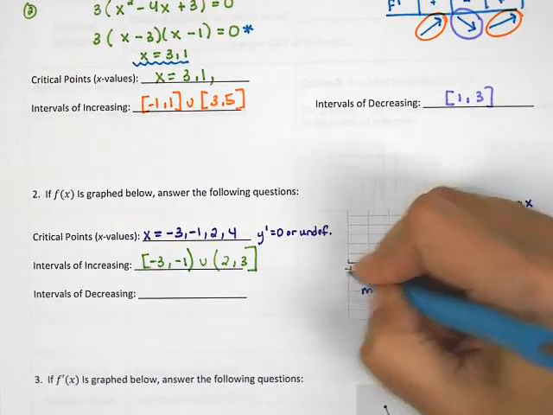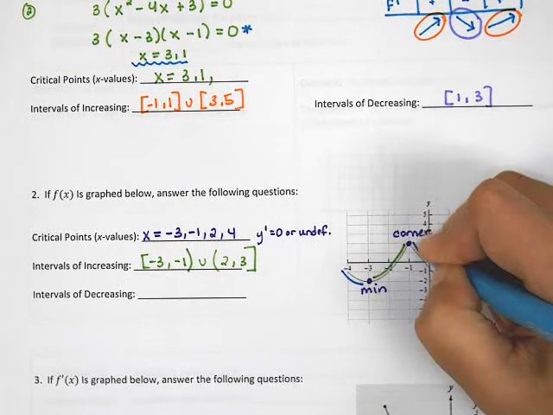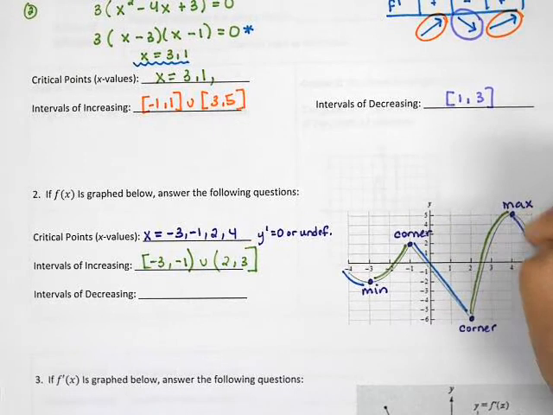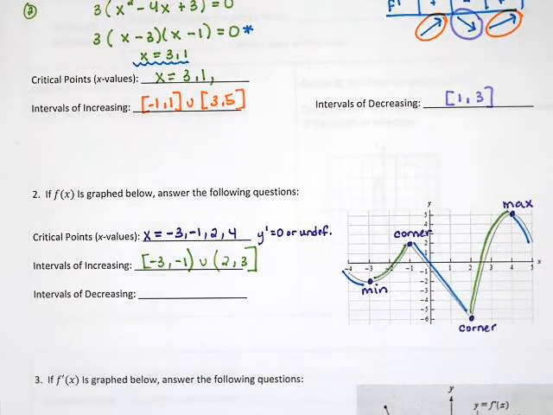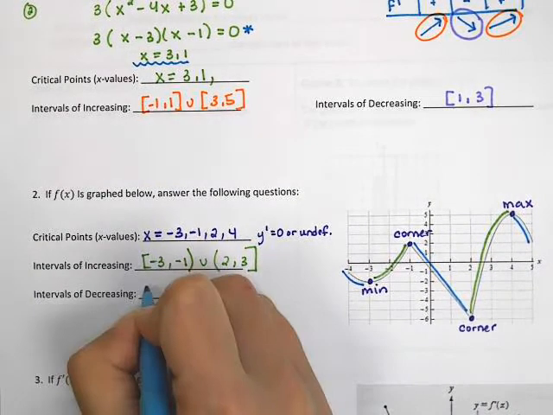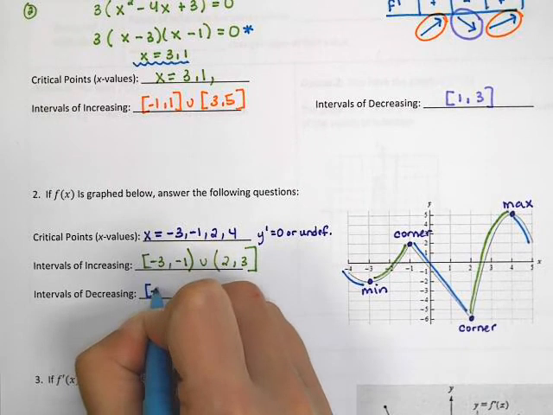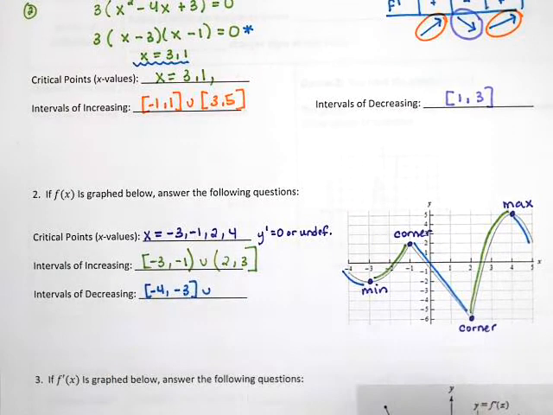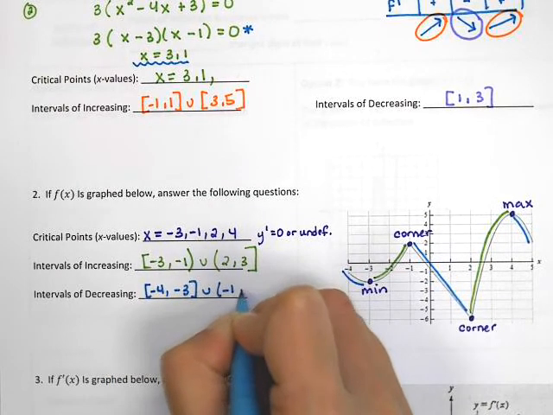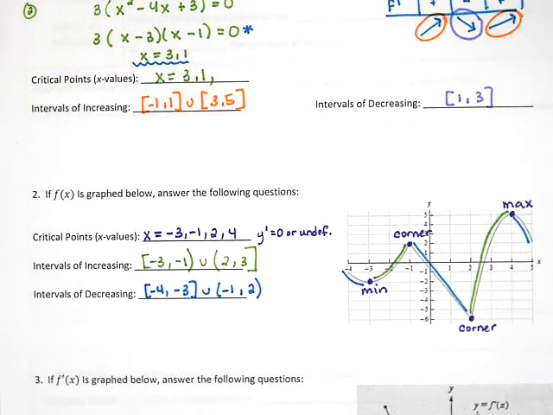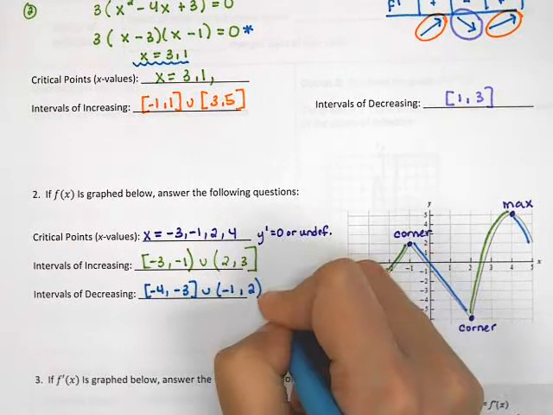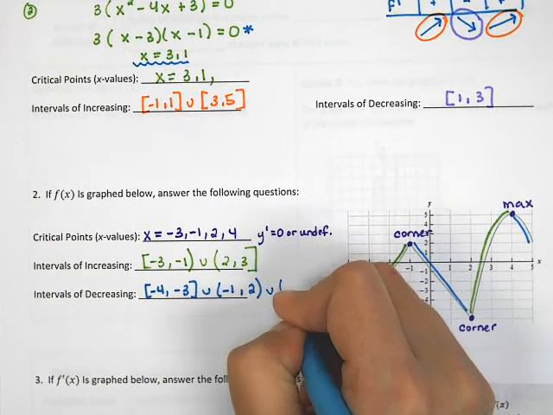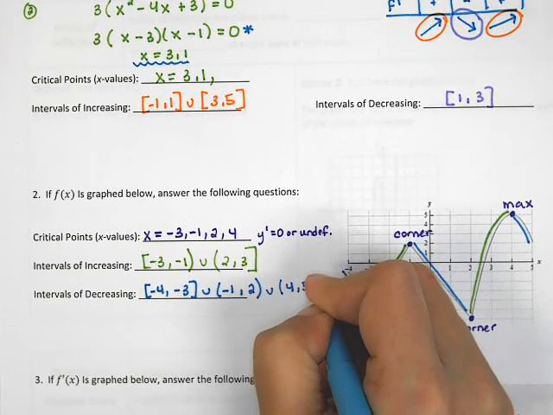If I were looking for where I was going downhill, I would say this guy and this guy and this guy. 3 sections. So for decreasing, I would say -4, -3. I would say -1, 2. And again, I'm making those both open because those were corners, where the derivative does not exist. And then I would look at 4, 5, and those would both be closed.